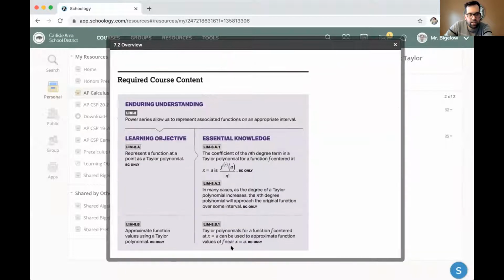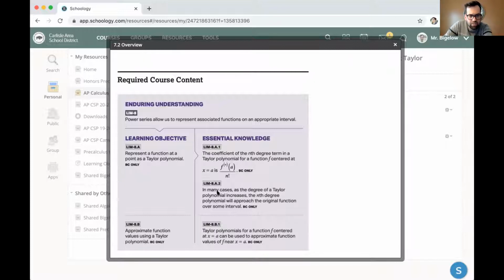And just like last lesson, our essential knowledge is the same, although this probably makes a little bit more sense than it did the first time that we looked at it. The coefficient of the nth degree term in a Taylor polynomial for a function f centered at x equals a is f at the nth derivative of a over n factorial. That comes straight from the Taylor polynomial definition.